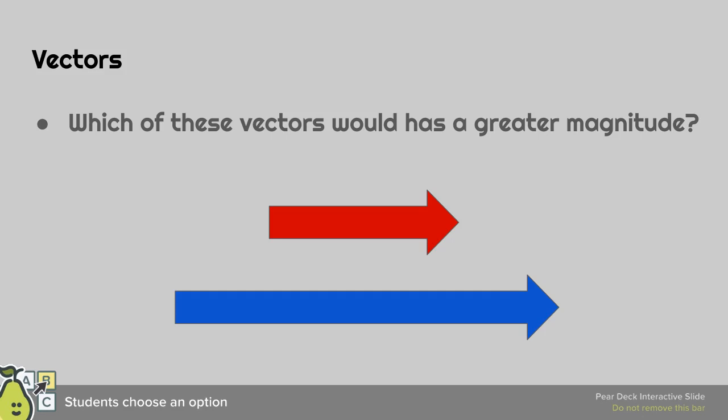So which of these vectors would have the greatest magnitude? Is it the red one or the blue one? All right, so the size matters here. We're talking about the vector here, right? So let's say this one is 10 and this one is 5. The blue one would be the one with the greatest magnitude. If you think of it as pushing with more force, maybe. So think of this as 10 to the east, and this as 5 to the east.